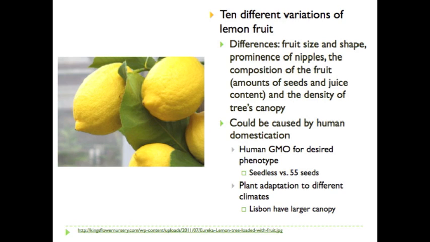Scientists believe that these variations could have been caused by human domestication because there is proof that they have been varied genetically for desired phenotypes, and the variations have adapted to different climates. For instance, some of the lemons do not have any seeds, which could be a desired phenotype for human consumption. Similarly, the Lisbon lemon has developed a larger canopy to protect itself from harsh weather because it has been domesticated in areas which are susceptible to frost.